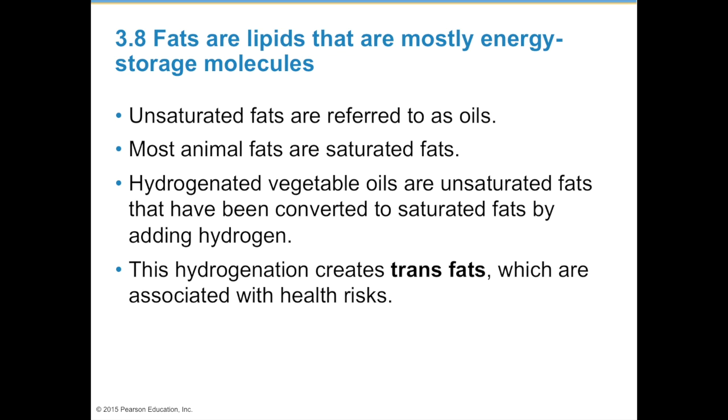Hydrogenated vegetable oils are unsaturated fats that have been converted to saturated fats by adding hydrogen. Some examples of this, especially in, let's say, the 1950s, 1960s, was when they started using hydrogenation to produce margarine. Margarine is partially hydrogenated vegetable oil. This hydrogenation creates trans fats, which pose lots of health risk, especially cardiovascular disease. So let's take a look at this.